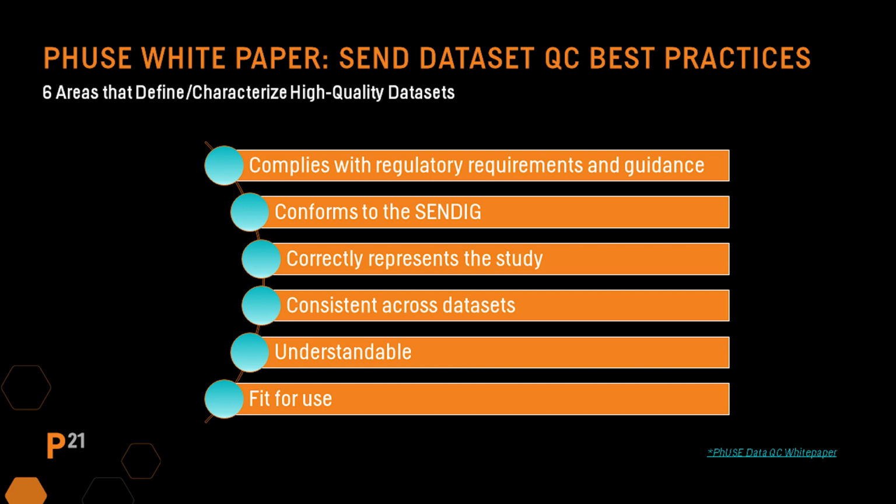Understandable, which means the NSDRG contains study-specific explanations for any study or data anomalies or areas where the report and the datasets are inconsistent. And fit for use, which means reviewers and scientists can use the datasets for review, analysis, and interpretation. These areas are important to keep in mind when developing SEND dataset QC approaches and processes.